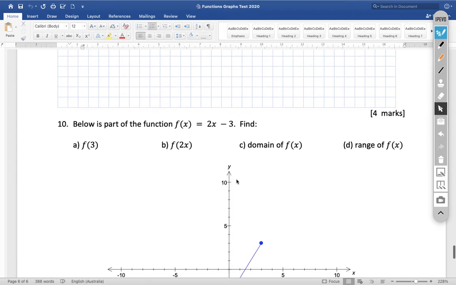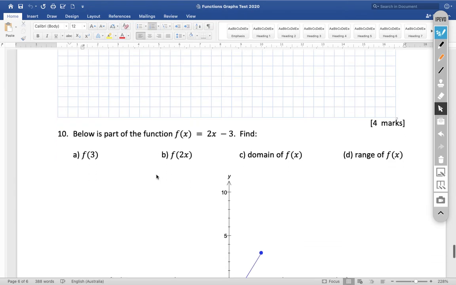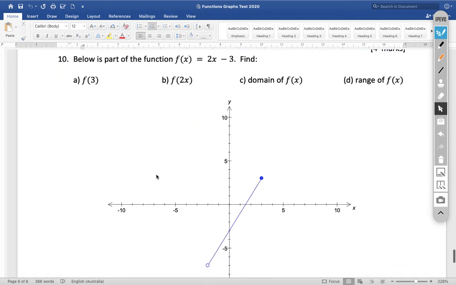Although for something worth 4 marks, you do need to be showing some working out. You need to do the rearrangement here. You need to make the statement that half x plus 6 equals minus 10 on x. And then you need to write the answer properly, even if you're doing it all with a calculator.